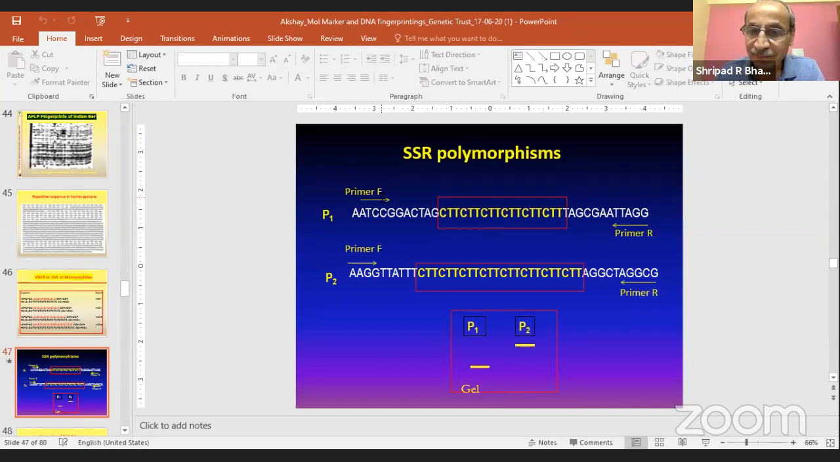Because the repeat is the same but the flanking regions are different, that means it is coming from a different location in the chromosome. If the flanking sequences are identical and the lengths are different, then they would remain alleles. So this is a normal problem with the VNTR.